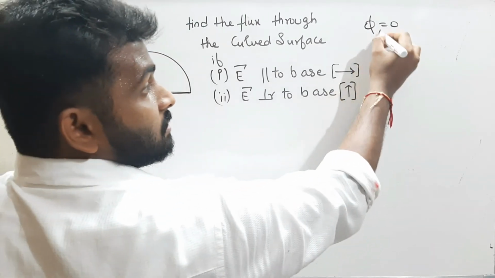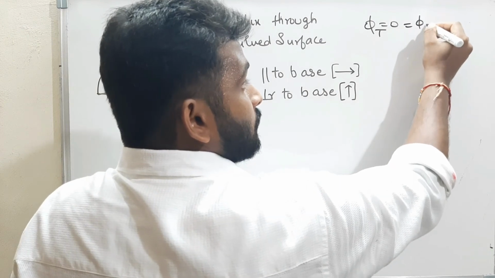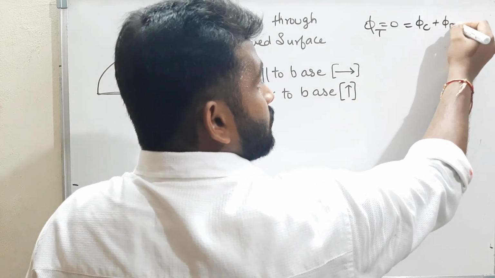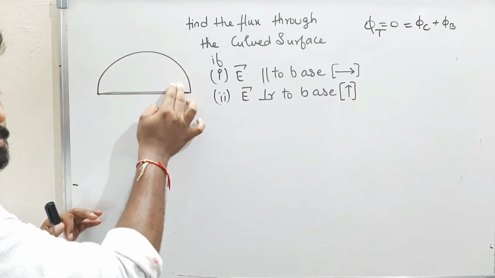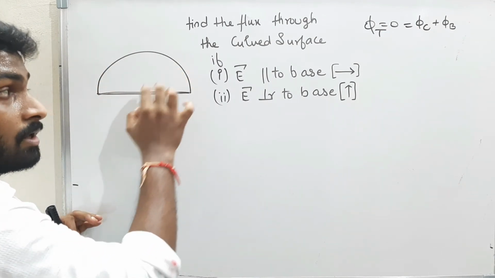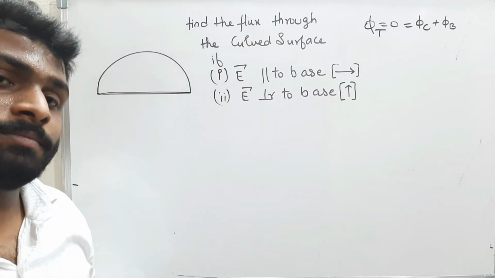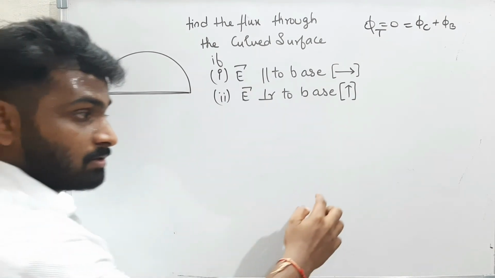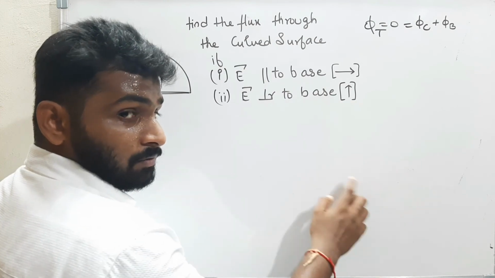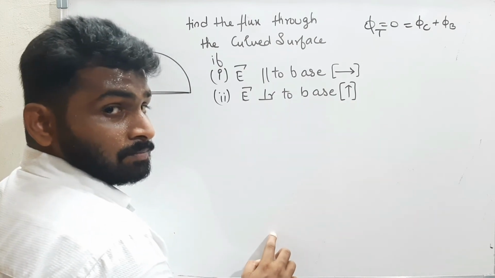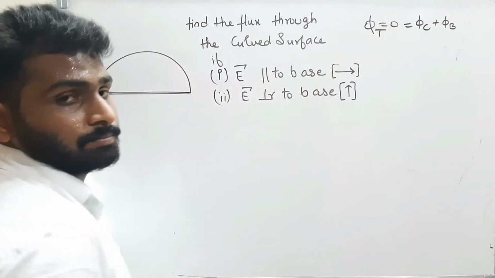The total flux is 0, and the total flux is nothing but the sum of the flux due to the curved surface plus the flux due to the base. The sum of these two is always equal to 0. I think that is clear. The sum of the flux through all these 6 surfaces I took as 0. In the same way, the sum of the flux through the curved surface plus the base is 0.